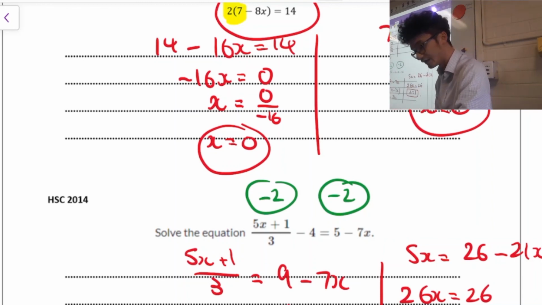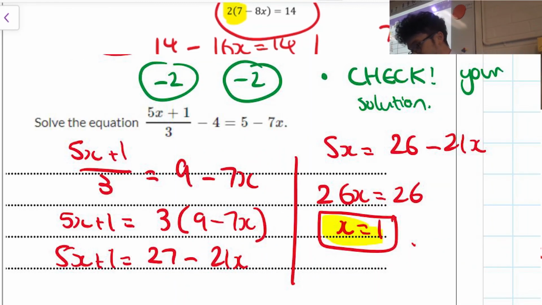It's really important. The last tip for you guys, so you can know if your answer is right or not. You can always check your solution. So you should always check and substitute these guys back in to the original. Okay?